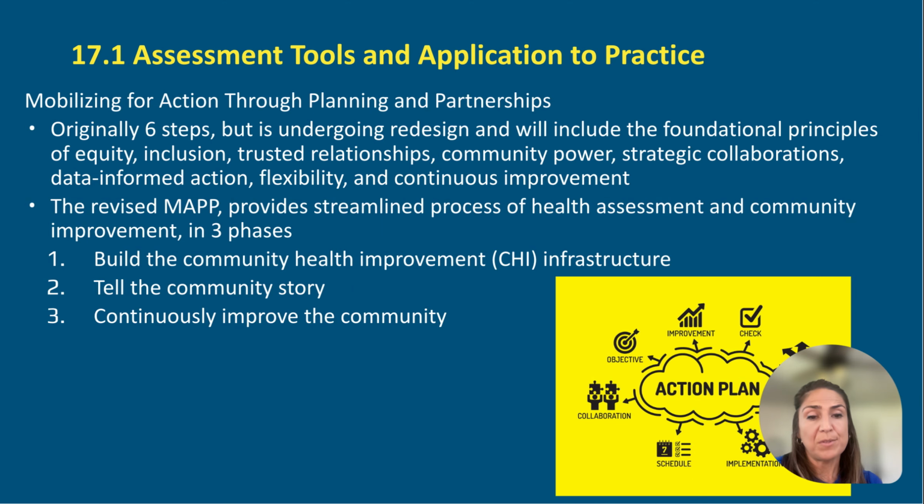And this framework that was revised now includes equity, inclusion, trusted relationships, community power, strategic collaboration, data informed action, flexibility, and continuous improvement. So, in its updated version, MAP is streamlined into really 3 phases. The first is building a community health improvement infrastructure. The second one is to tell the community's story. That's very important. And then the third is continuously improve the community. So, this redesign is to provide clear, more flexible pathways for doing this community health assessment and guiding long term community improvement.